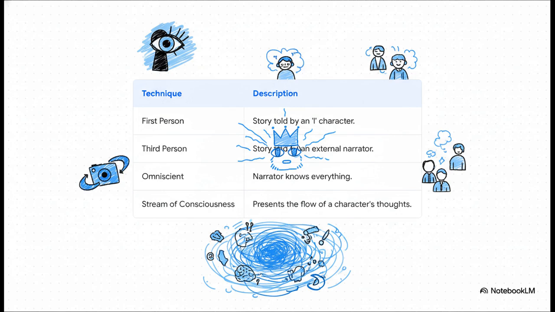And the options create wildly different experiences for us. First person, using I, puts you right inside a character's head. Third person, he or she, gives you a little more distance. An omniscient narrator is like this all-seeing eye, able to dip into anyone's thoughts at any time. And then you've got stream of consciousness, which basically throws grammar out the window to give you the raw, chaotic, unfiltered feed of a character's mind. Each one creates a totally unique bond between the story and the reader.